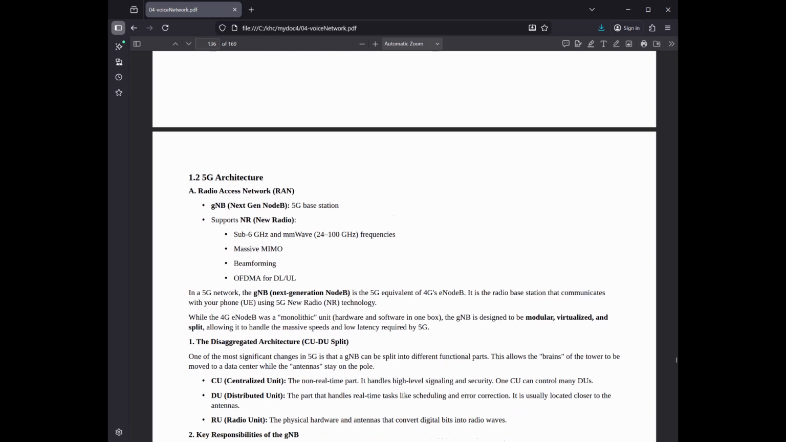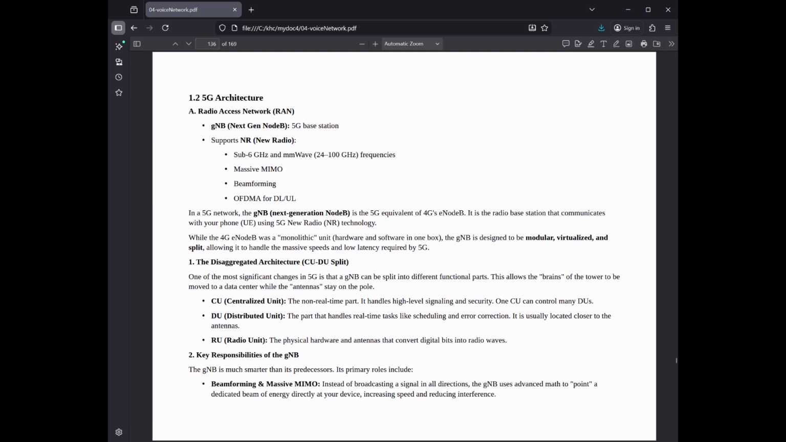1.2 5G architecture. Radio access network, RAN: gNB, next-gen Node B, the 5G base station, supports NR, New Radio, sub-6 GHz and mmWave, 24 to 100 GHz, frequencies, massive MIMO, beamforming.